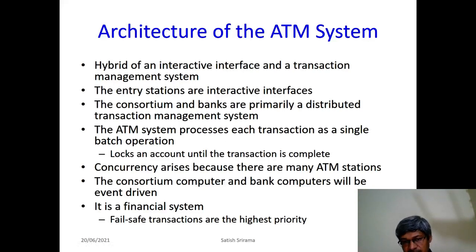Concurrency also arises, and it is critical here because there are several ATM stations. We have discussed that in detail: how you will be able to support multiple requests. The point which will be seriously affected by this will be the consortium computer. In terms of control, the consortium computer and bank computers will be event driven. When a certain event happens, they do a certain transaction. The user initiates a certain transaction, so they implement the transaction.